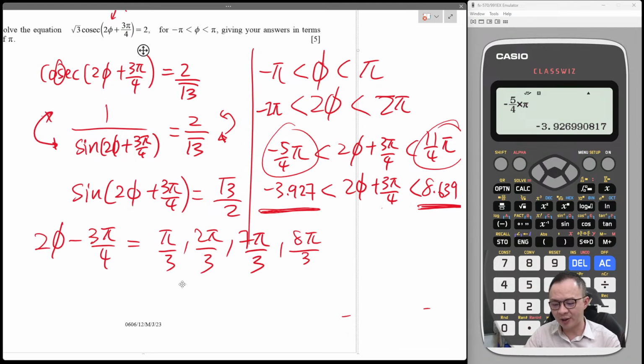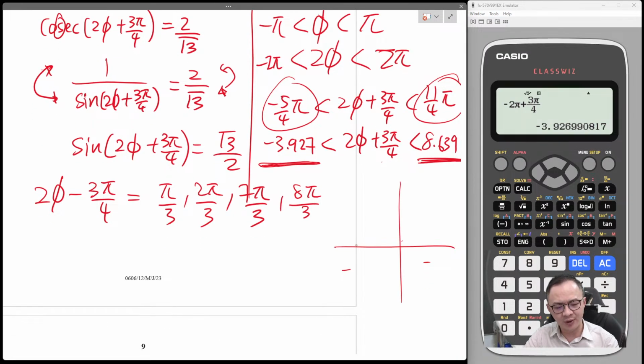Because this one when rotating second round, isn't it? If rotate second round, this one plus 3 pi over 4. 2 plus 3 over 4, 11 over 4 pi. Then this is negative 2 pi. I type the pi lah. Plus 3 pi over 4. I should get this one.